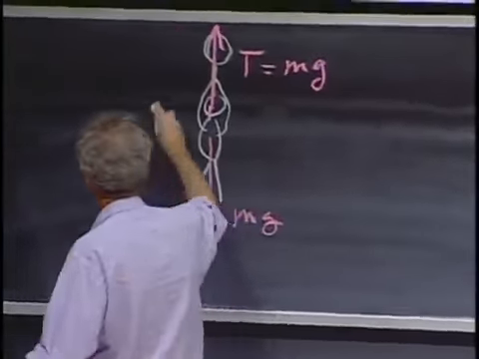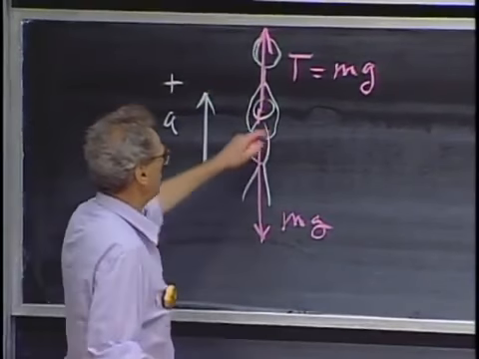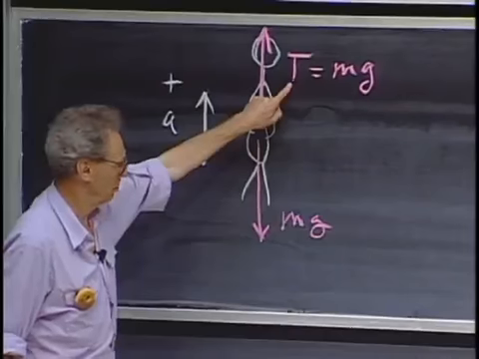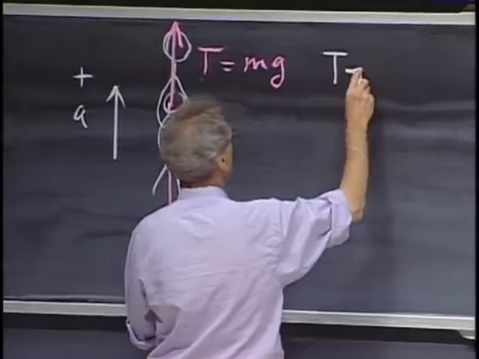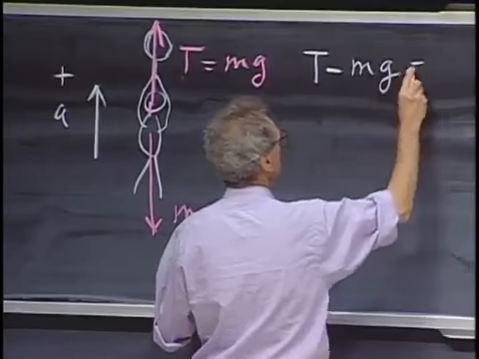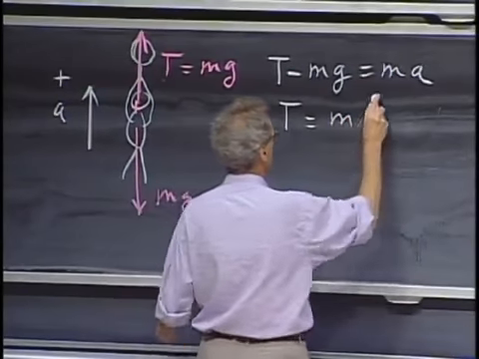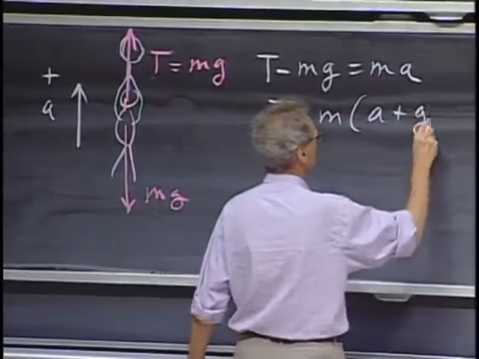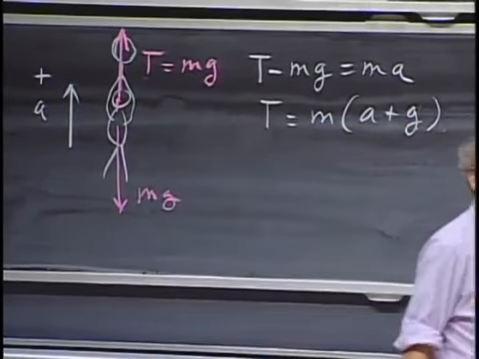Now let's accelerate this system upwards with an acceleration a, and I call this plus. Then, of course, this T must grow, otherwise you cannot be accelerated. Newton's second law: T minus mg must be ma. The tension in the string equals m times (a plus g). We've seen that before. No difference with the elevator.